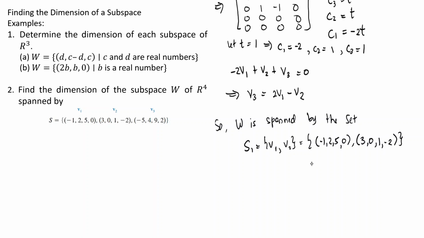Okay, and S sub 1 is linearly independent since neither of these two vectors can be written as a scalar multiple of the other. Thus, W is two-dimensional, because again, this S sub 1 is a basis for W containing two vectors.